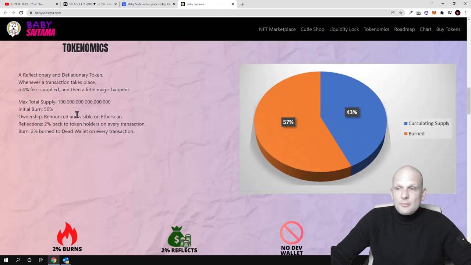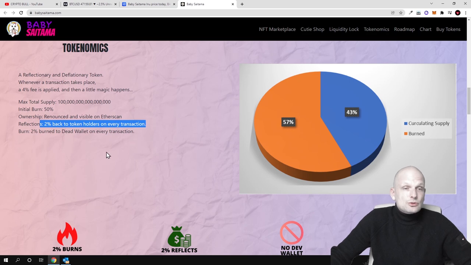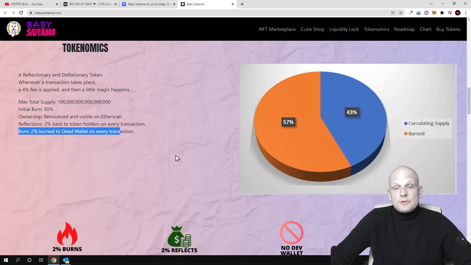And here are the tokenomics. We already had a look at them on CoinMarketCap. As you see, guys, 50% of these cryptocurrencies are already burned. This means that there is not a maximum supply of 100 trillion, but there is only 50 trillion. I believe that this number is trillion, 50 trillion of these cryptocurrencies. Ownership renounced and visible on Etherscan. Reflections: 2% back to token hodlers on every transaction. So 2% is redistributed to token hodlers from each transaction, and 2% are getting burned.